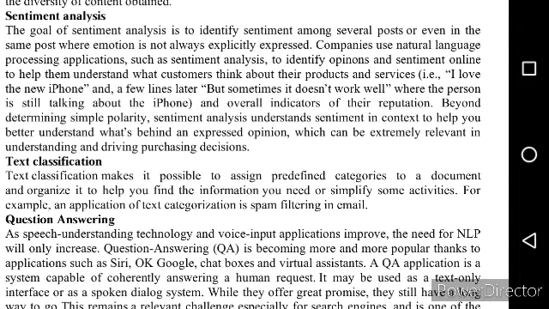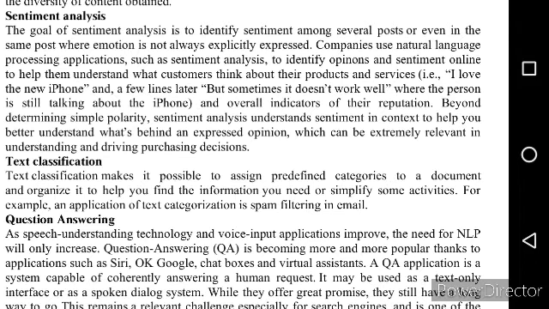I love the new iPhone, and a few lines later, but sometimes it doesn't work well. Here the person is still talking about the iPhone, and these are overall indicators of its reputation, which can be extremely relevant in understanding and driving purchasing decisions.